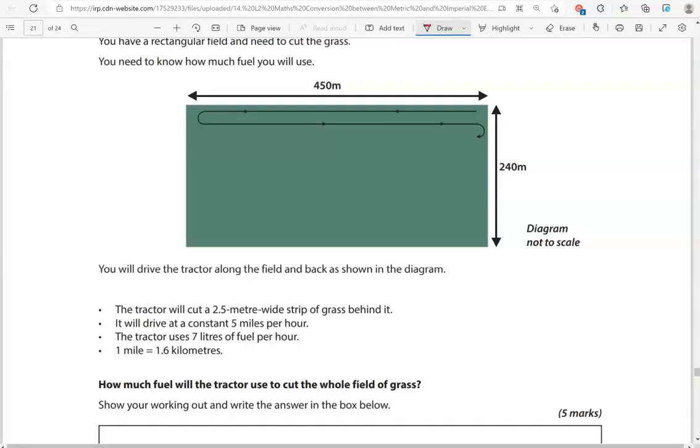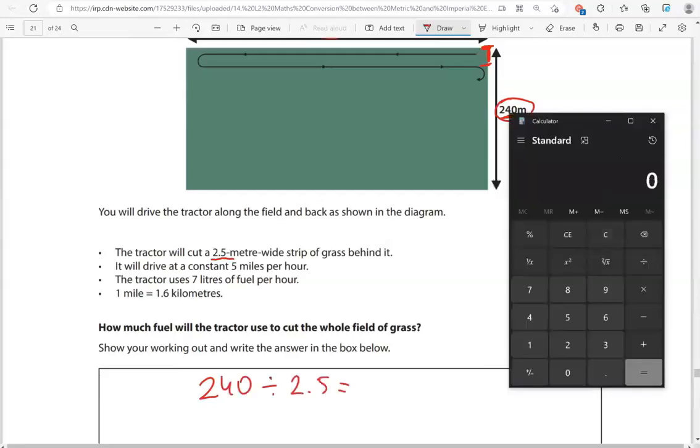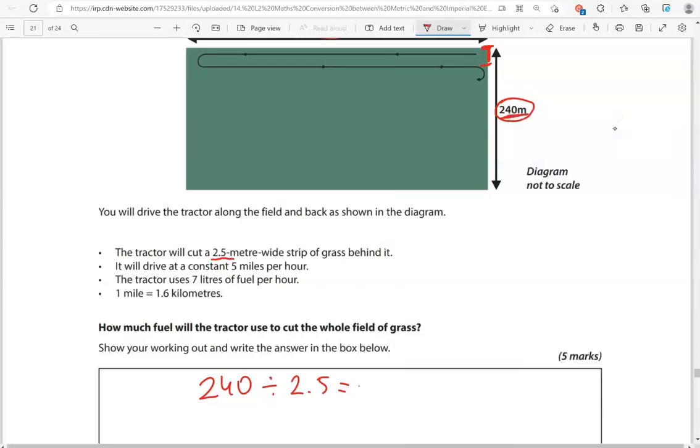Okay, so the length of the field is 450 meters. The width is 240 meters. Each strip is 2.5 meters. So we're talking about a strip like this being 2.5 meters. So how many lots of 2.5 meters fit into 240? So we're going to do 240 divided by 2.5, which is 96.